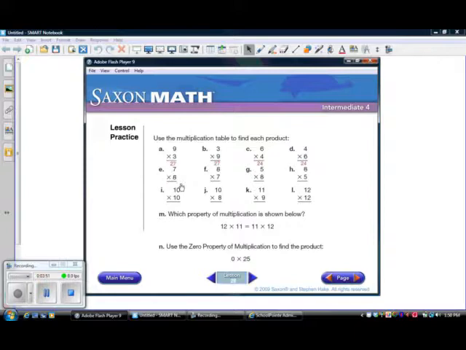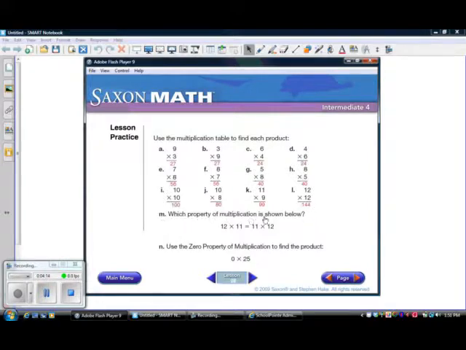7 times 8. And 8 times 7. 5 times 8. And 8 times 5. 10 times 10. 10 times 8. 11 times 9. And this one you just need to memorize. 12 times 12 is 144.